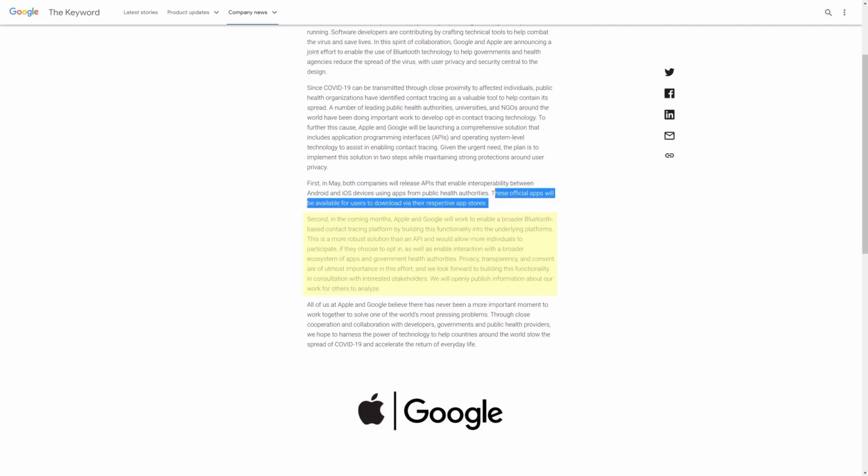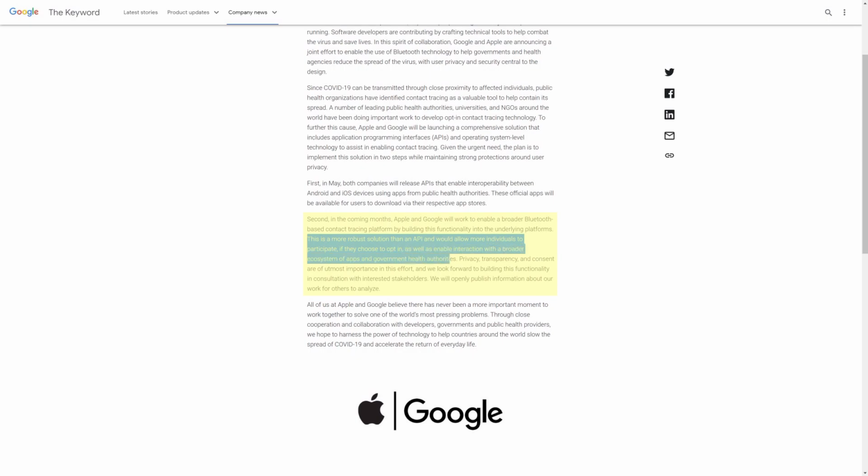They go on to say that in the coming months, both Apple and Google will be working to enable a broader Bluetooth-based contact tracing platform by building this functionality into the underlying platforms. This is a more robust solution than an API and would allow more individuals to participate if they choose to opt in, as well as enable interaction with broader ecosystems of apps and government health authorities. Once again, they emphasize privacy and transparency. They also look to openly publish information about their work for others to analyze.